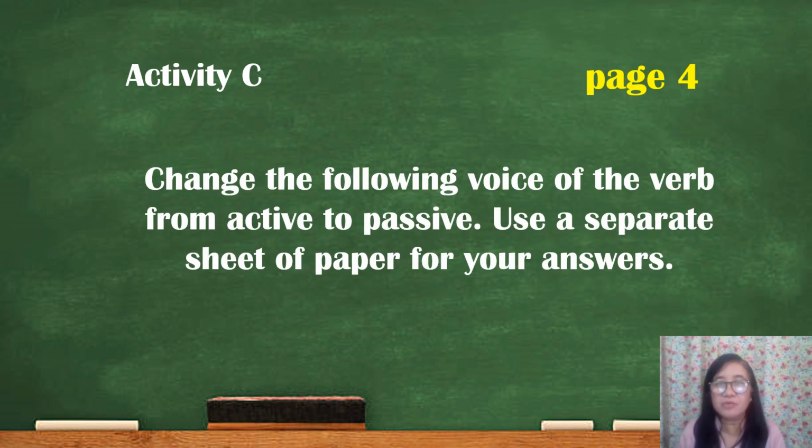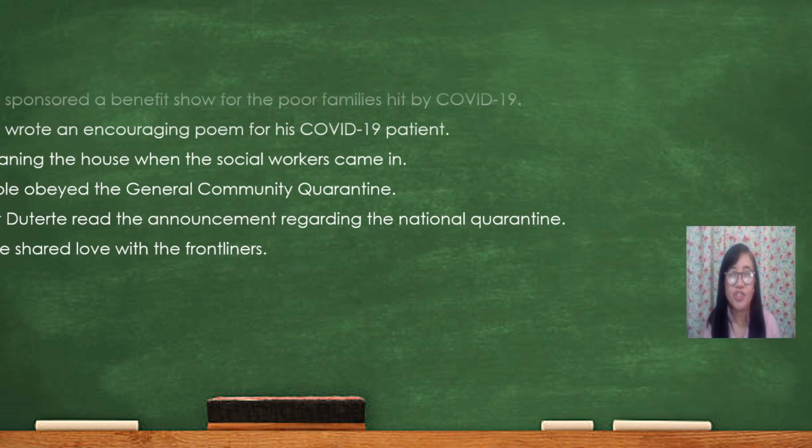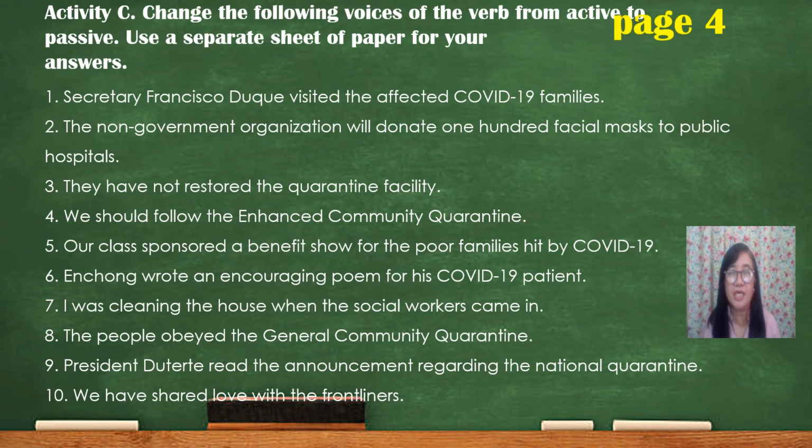We are now in activity C. Turn to page 4. For activity C, you will change the following voice of verb from active to passive voice. Use a separate sheet of paper for your answers. I'll repeat. In here, you're going to use a separate sheet of paper for your answers.